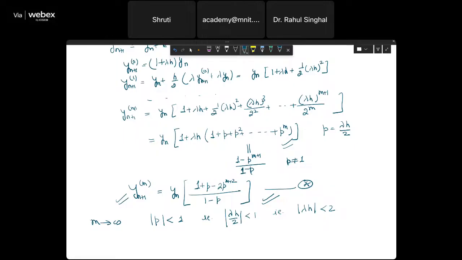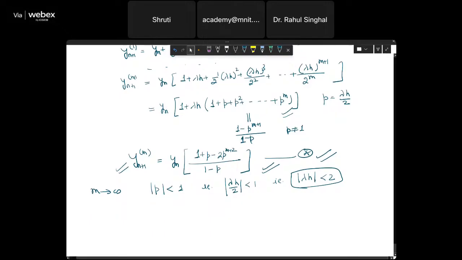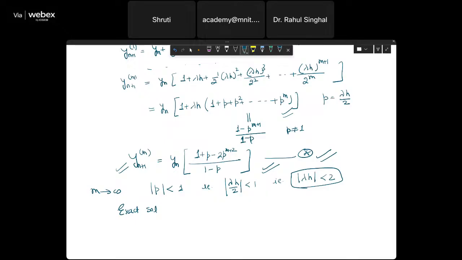So that's why we are saying that as m tends to infinity, this equation will converge if mod of lambda h is less than 2. Okay, so with this condition, the convergence is achieved. Okay, but at the same time we know what the exact solution is. Okay, this is the approximate solution at n plus 1 we have obtained. So now, writing the exact solution for this test problem, we can compute the local truncation error also.